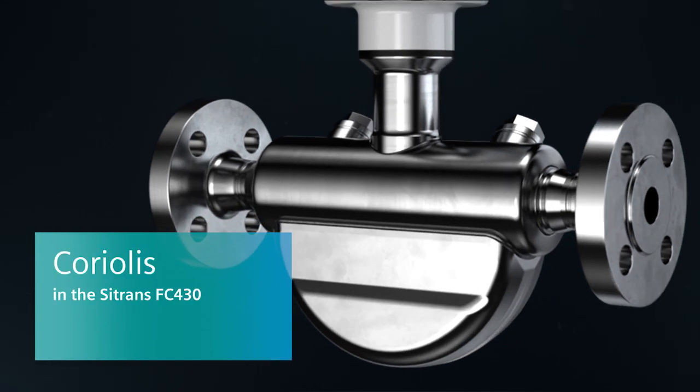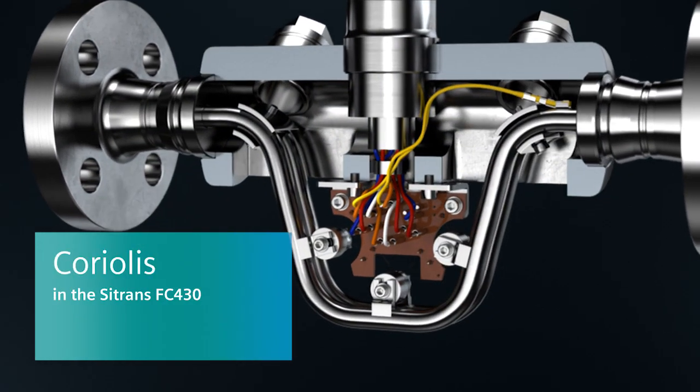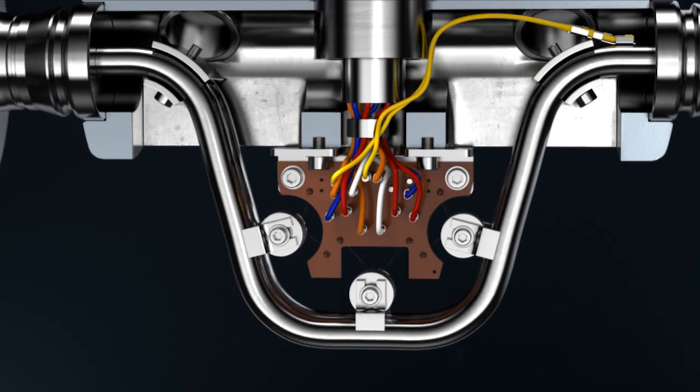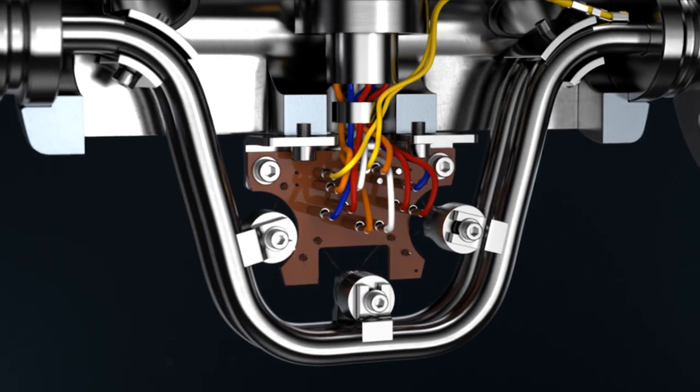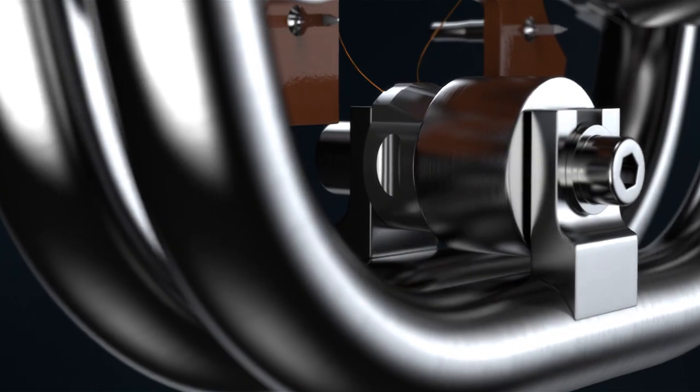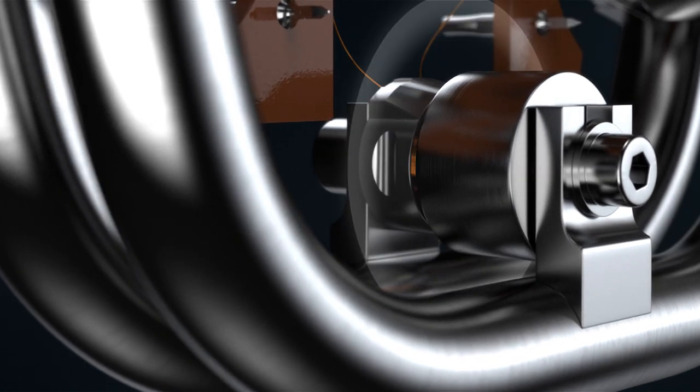This effect allows the mass of liquids or gases to be determined. The Siemens Sitrans FC430 flowmeter functions according to the same principle. Two symmetric metal tubes are set vibrating. This is ensured by a driver coil in the central section.